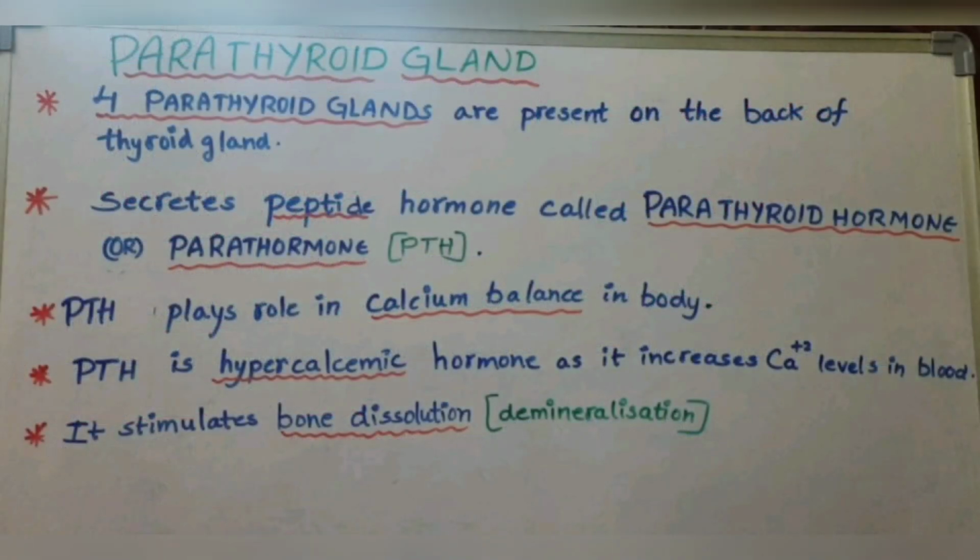So the next gland is the parathyroid gland. Four parathyroid glands are present on the backside of the thyroid gland. This secretes peptide hormones called parathyroid hormone or PTH. This hormone plays a role in the calcium balance in the body. It is a hypercalcemic hormone as it increases the calcium levels in the blood. It also stimulates bone dissolution, or resorption or demineralization.